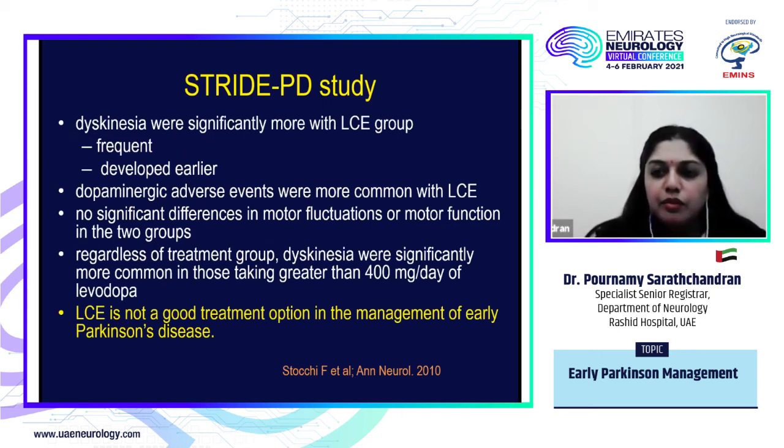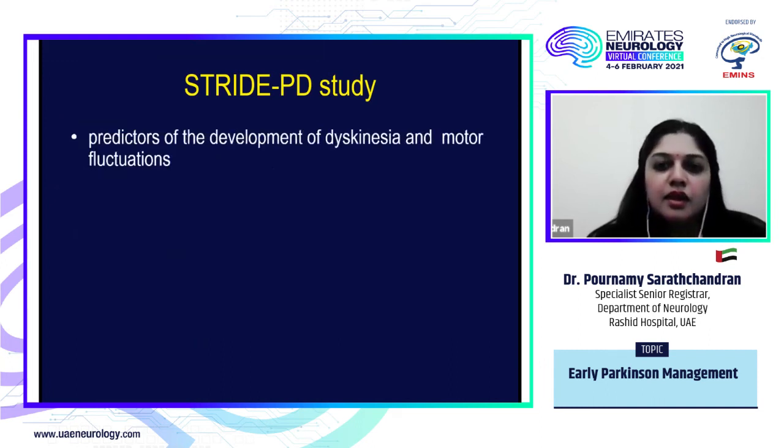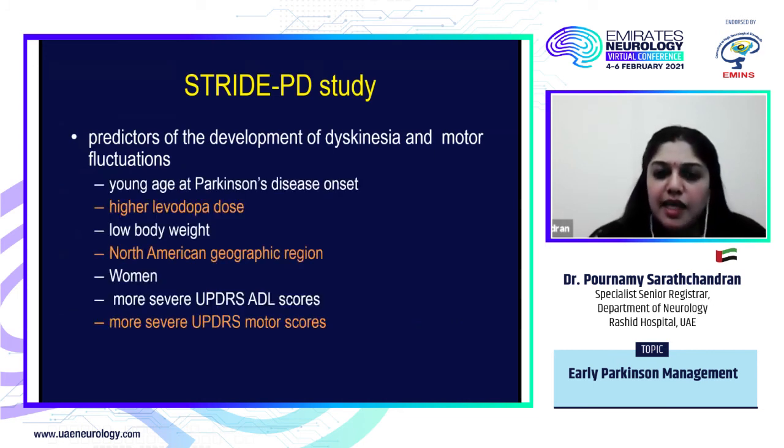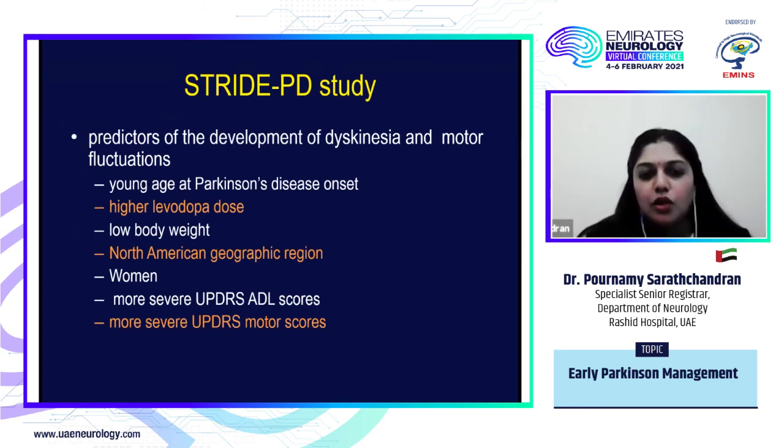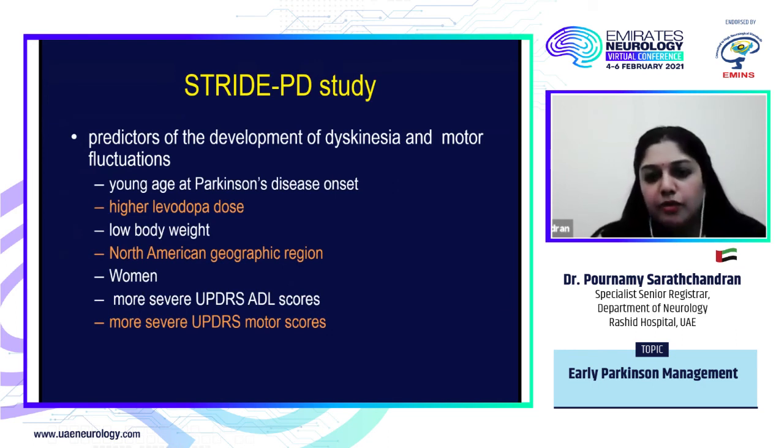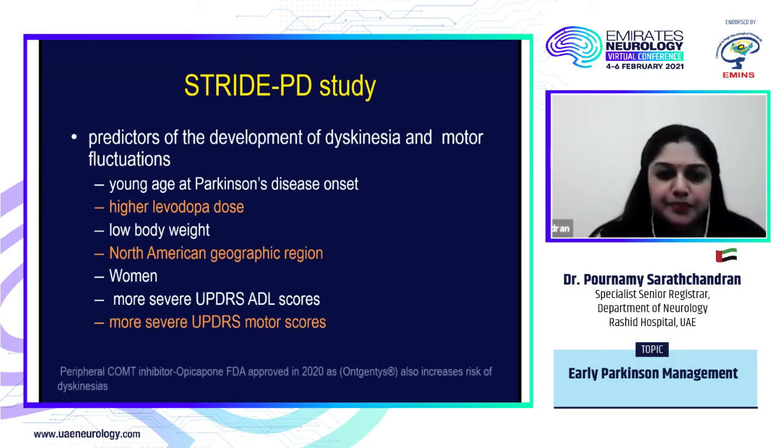So the bottom line is, do not initiate a patient on Stalevo. You can start on either a dopamine agonist or plain levodopa. But levodopa carbidopa entacapone is not a good option for a patient to be started on. And the predictors of development of dyskinesias are the same as those with levodopa: young onset, high levodopa dose, low body weight, women, and more severe disease as quantified by the UPDRS, ADL, and motor scores.